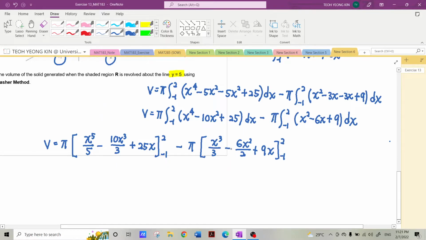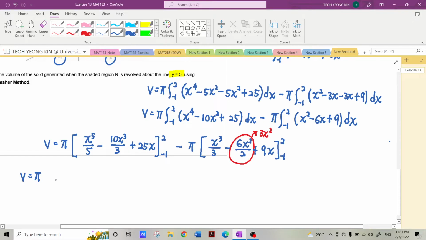So this part we can try to simplify. This one, actually we should get 3x squared after we simplify. 2 simplify with 6, we get 3x squared. So now I start to substitute the value. So volume is equal to pi.